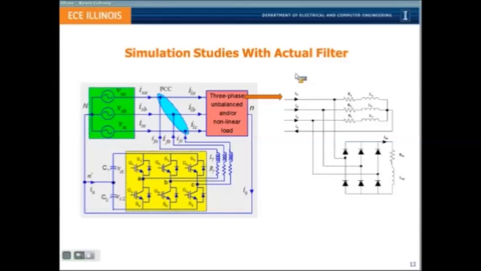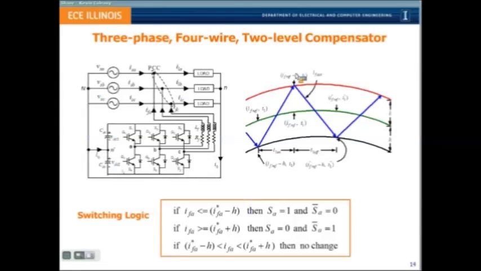And this is called a split capacitor topology. Right now, we assume these voltages are equal, but we'll relax this condition later. And this is a typical load. The loads can be unbalanced, and they can have a three-phase rectifier load like this. And this is how the implementation goes.